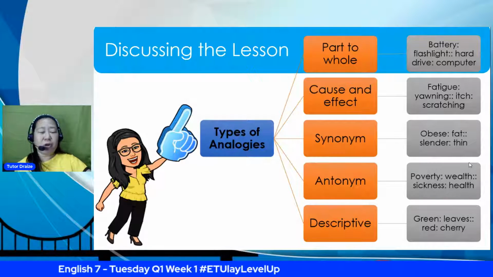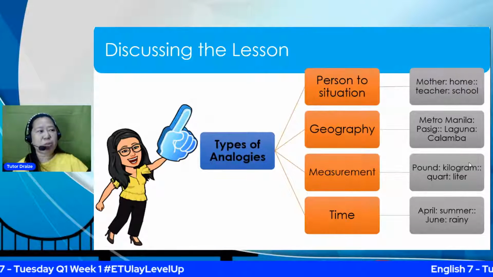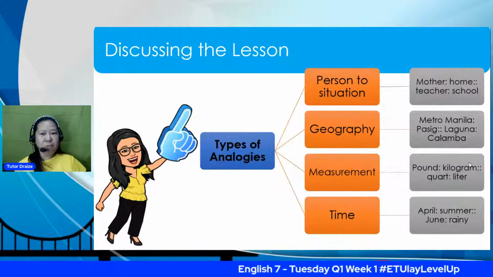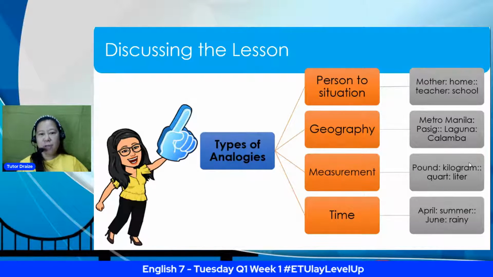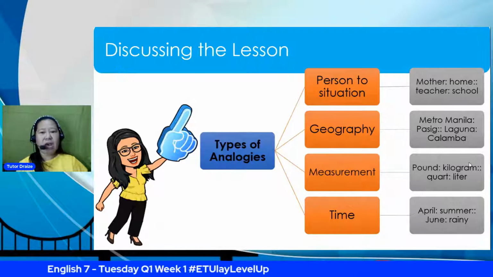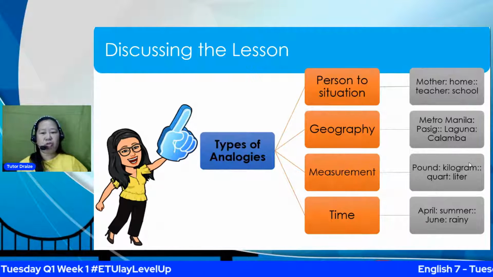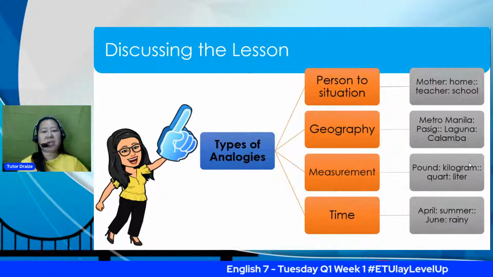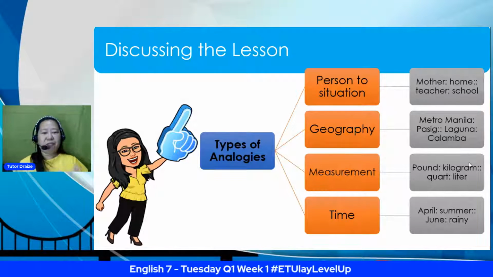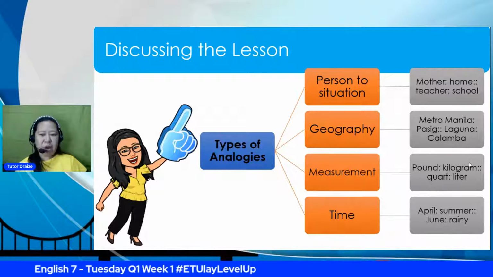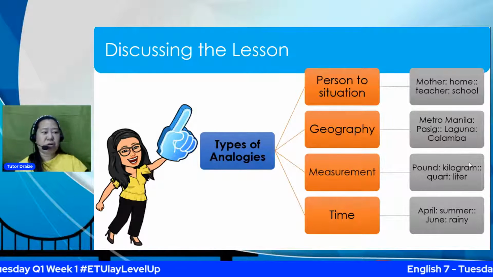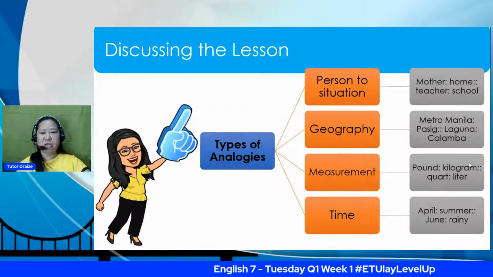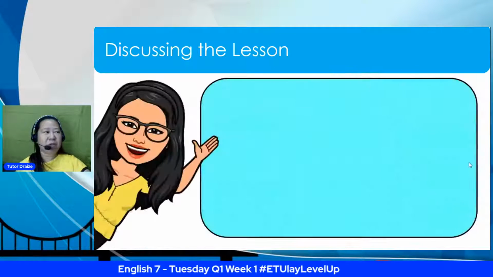And then for the second part of the types, we have the following: a person to a situation, like mother is to home, as teacher is to school. Then we also have geography: Metro Manila is to Pasig, as Laguna is to Calamba. Measurement: pound is to kilogram, as quart is to liter. And for time, we have April is to summer, as June is to rainy. So these are examples and types of analogy. I've already given you a lot of examples.